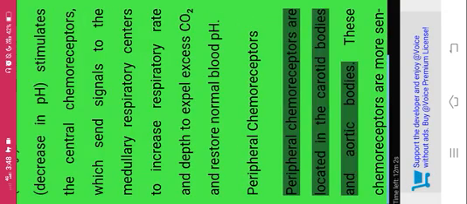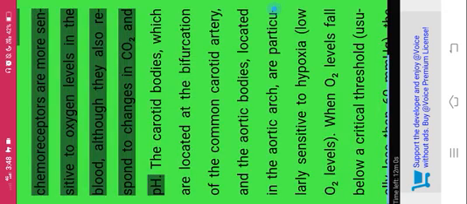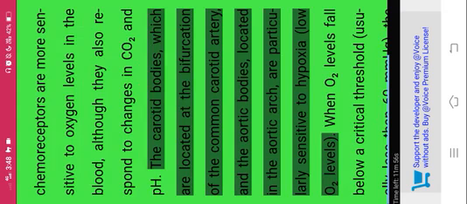Peripheral chemoreceptors. Peripheral chemoreceptors are located in the carotid bodies and the aortic bodies. These chemoreceptors are more sensitive to oxygen levels in the blood, although they also respond to changes in CO2 and pH. The carotid bodies, which are located at the bifurcation of the common carotid artery, and the aortic bodies, located in the aortic arch, are particularly sensitive to hypoxia (low O2 levels).